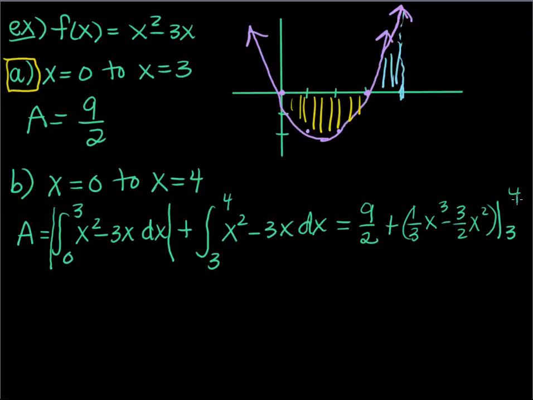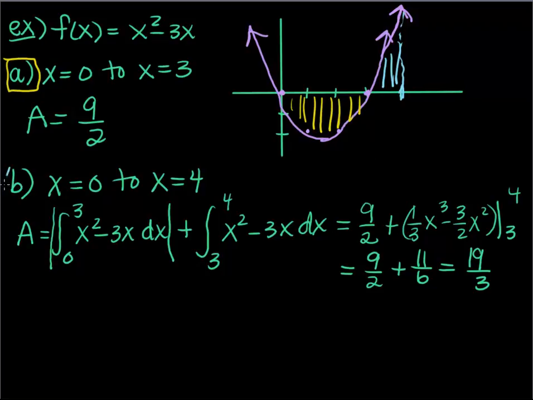So I get 64/3 minus 24. And then minus, when I plug in that 3, we get 9 minus 27 halves, making sure to put parentheses, of course, around all of this. So what I get for that is 11/6. So I get 9 halves plus 11/6. And if we just get a common denominator, we get 19/3. Good. You should check me on that. It shouldn't be set in stone.